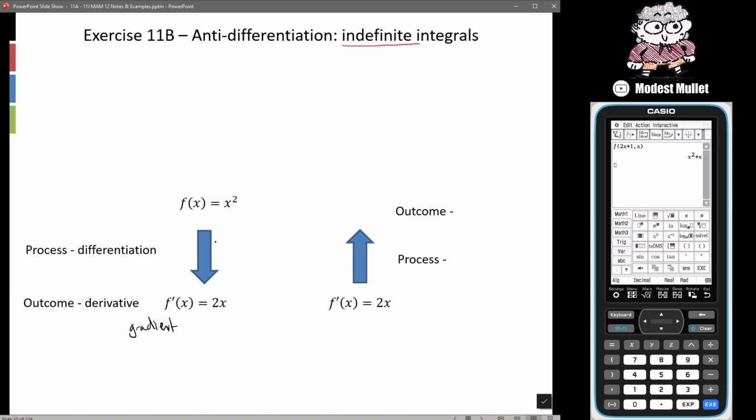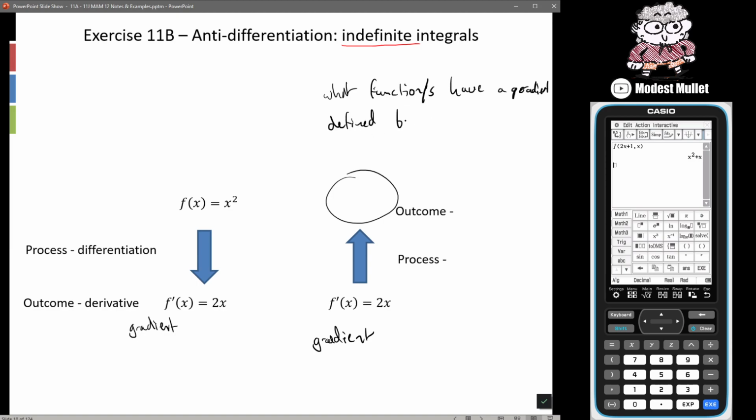Okay. Now, what happens if we wanted to go in reverse? As I've got this diagram here, maybe I'm told the derivative is 2x, and I want to do the reverse. I want to find out what is the original function that gave me the derivative 2x, or what functions have a gradient defined by f dash of x is equal to 2x.